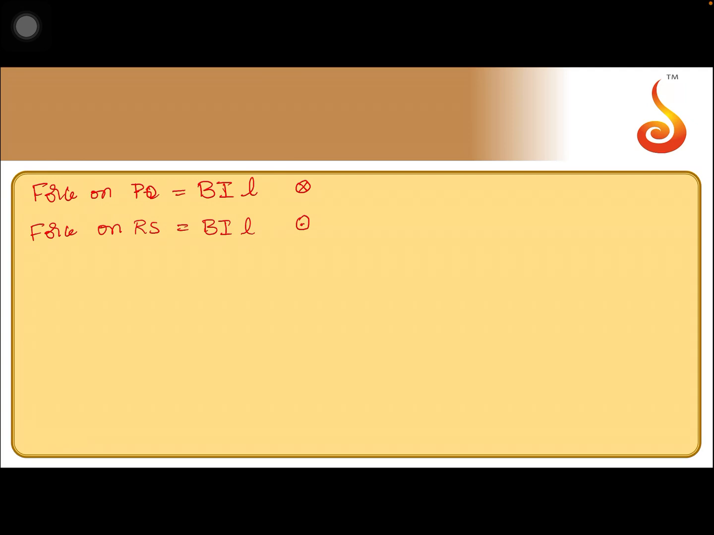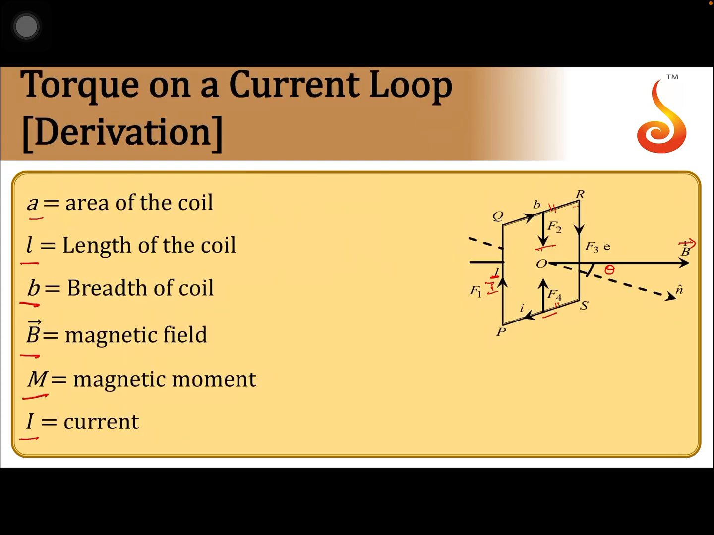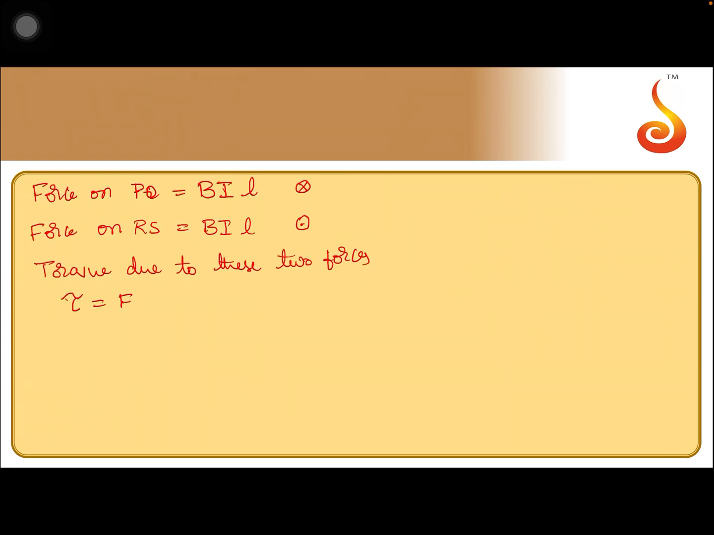So the torque due to these two forces is given by tau equal to either force F into the distance between them. The distance between them is QR, that is equal to b. This is when they are normal to each other, right?